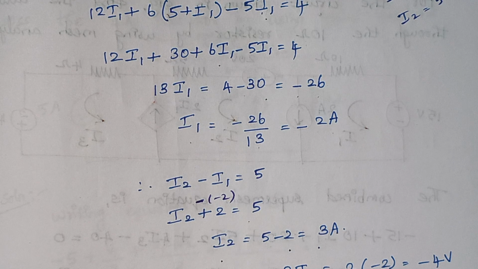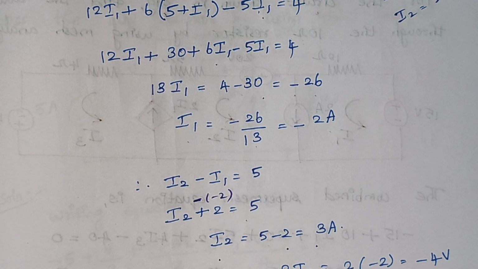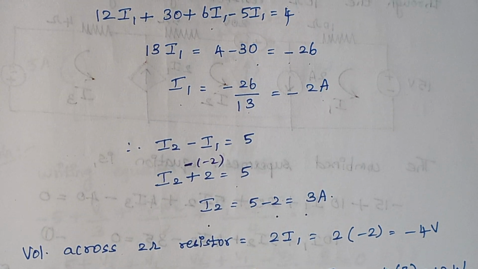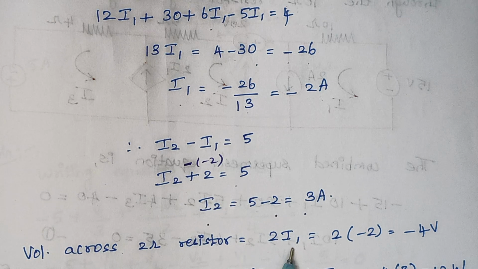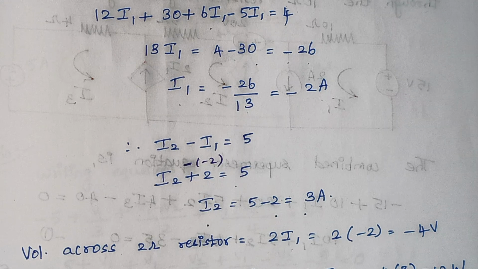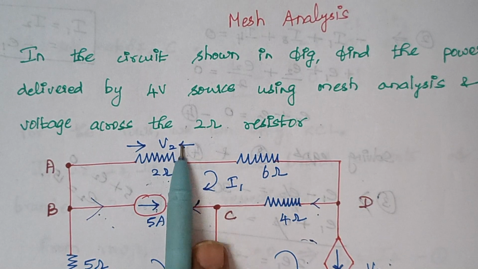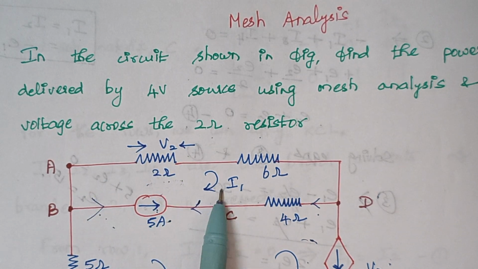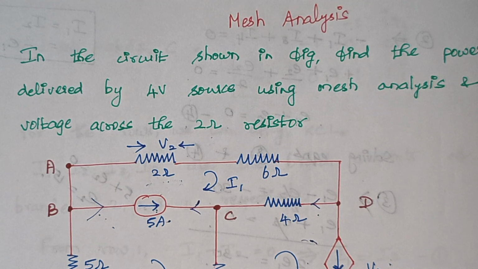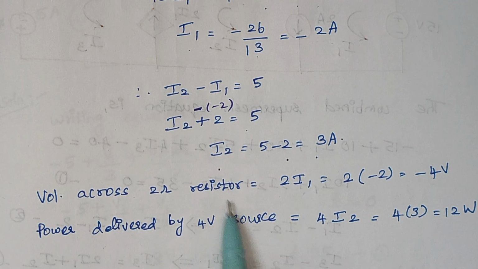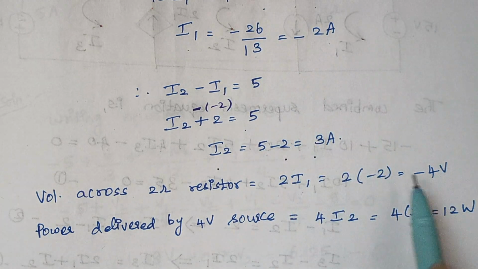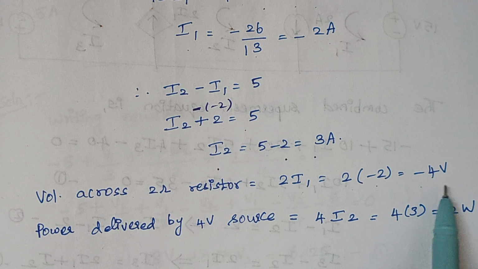Now we know the value of I1 and I2. So we can calculate the value of voltage across the 2 ohm resistor. So voltage across the 2 ohm resistor is given by 2I1 because this is clear from the problem, right? Let me show you. So V2, voltage drop across the 2 ohm resistor, and what is the current that flows through this 2 ohm? It is I1. So V2 is equal to 2I1. What is the value of I1? I1 is minus 2 amps. So 2 into minus 2, which is minus 4 volt.